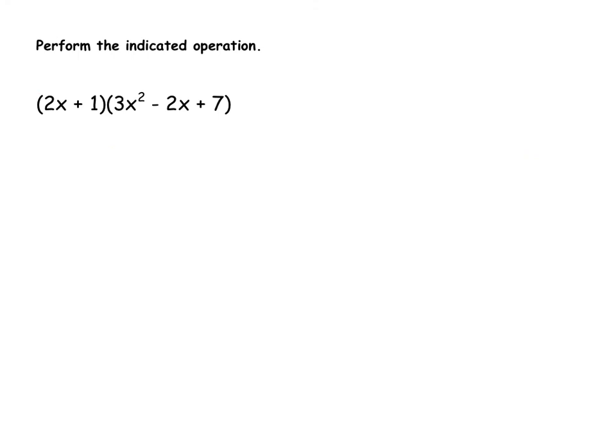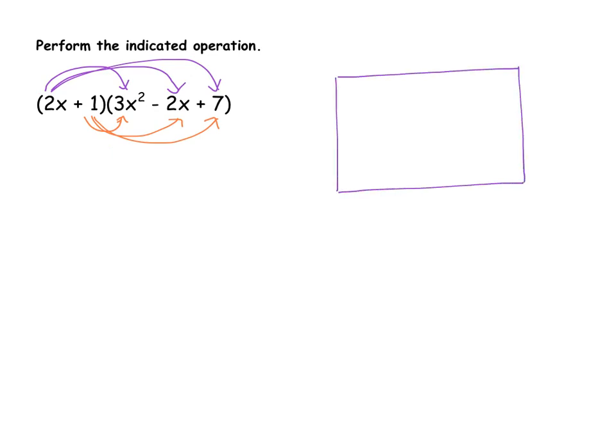All right, so one option, well, distributed is fine. We can multiply 2x times all 3 in the second polynomial, and then we'd have to multiply 1 times all 3 numbers in the second polynomial, and then add them up. Or we could make a lattice and add it up. So 2x and 1, 3x squared, negative 2x, and 7.